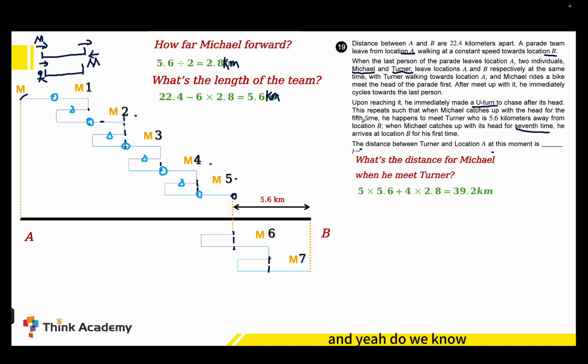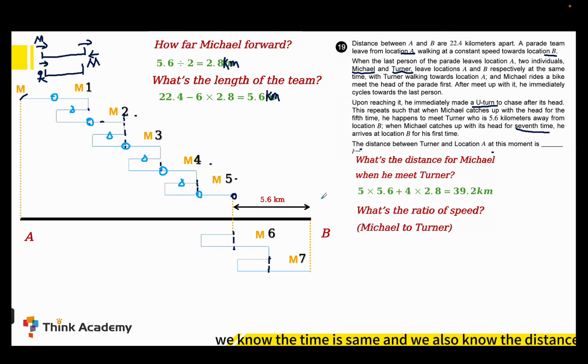And do you know during this time, what's the distance Turner ran? It's just this one, 5.6. So we know the time is the same, and we also know the distance. Can we calculate the ratio of speed? The ratio of the speed, Michael to Turner, should be 39.2 to 5.6, which equals 7 to 1. Okay, now we have already found the speed ratio.